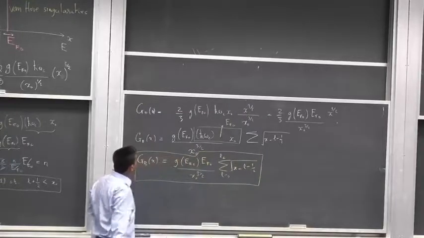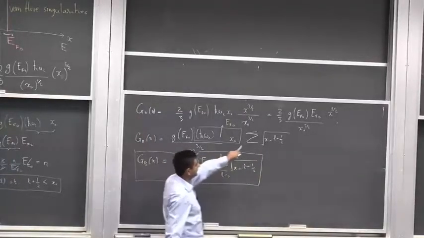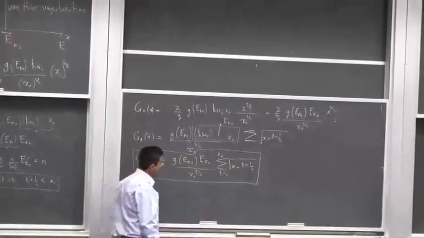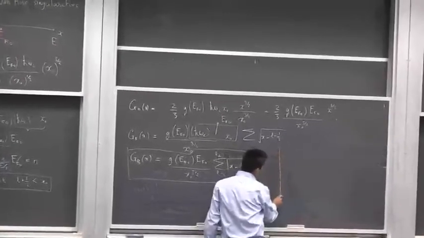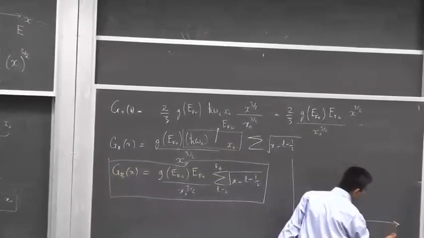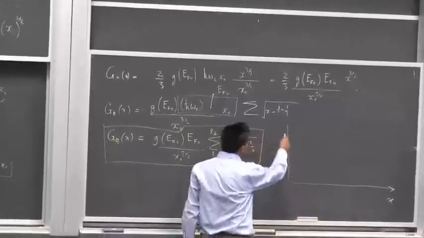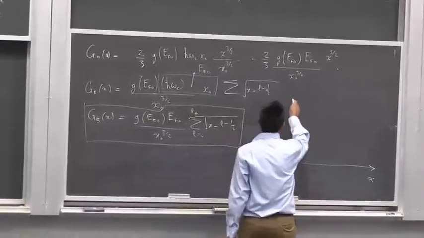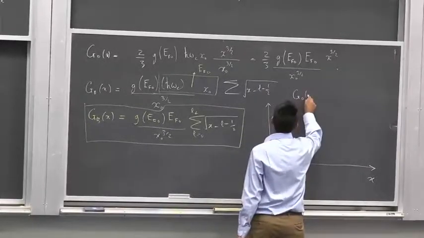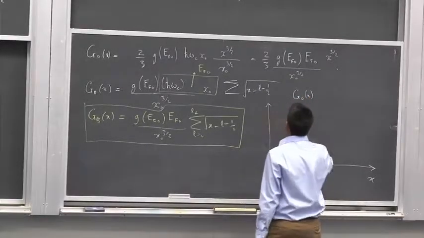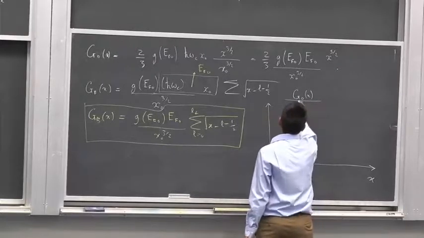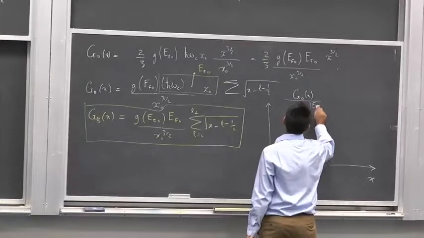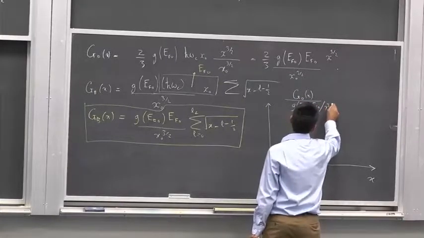So now I have this expression, and I have this expression over here for the integrated density of states. Now let's plot these results. Here I have x, and I would like to plot two objects. I would like to plot G naught x divided by G EF naught over x naught 3 by 2.